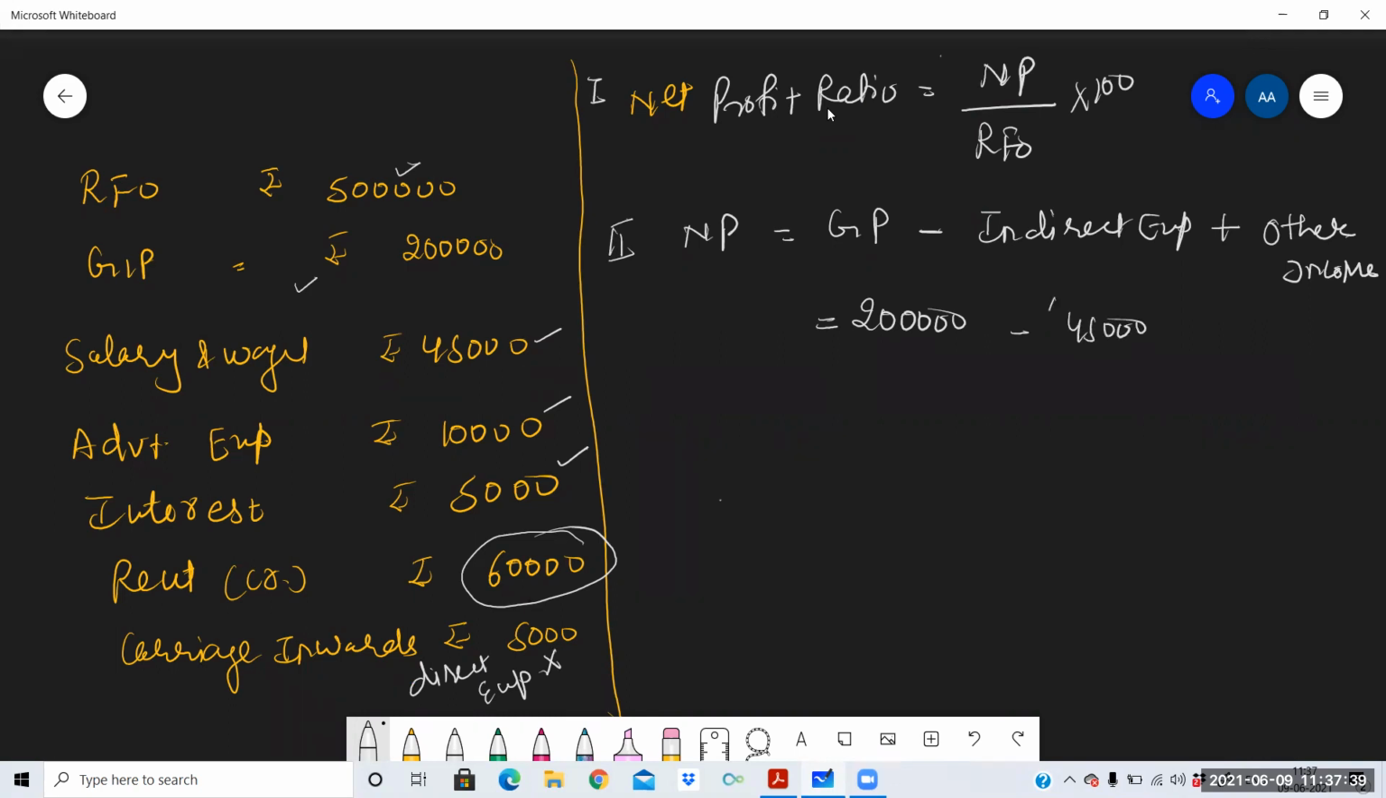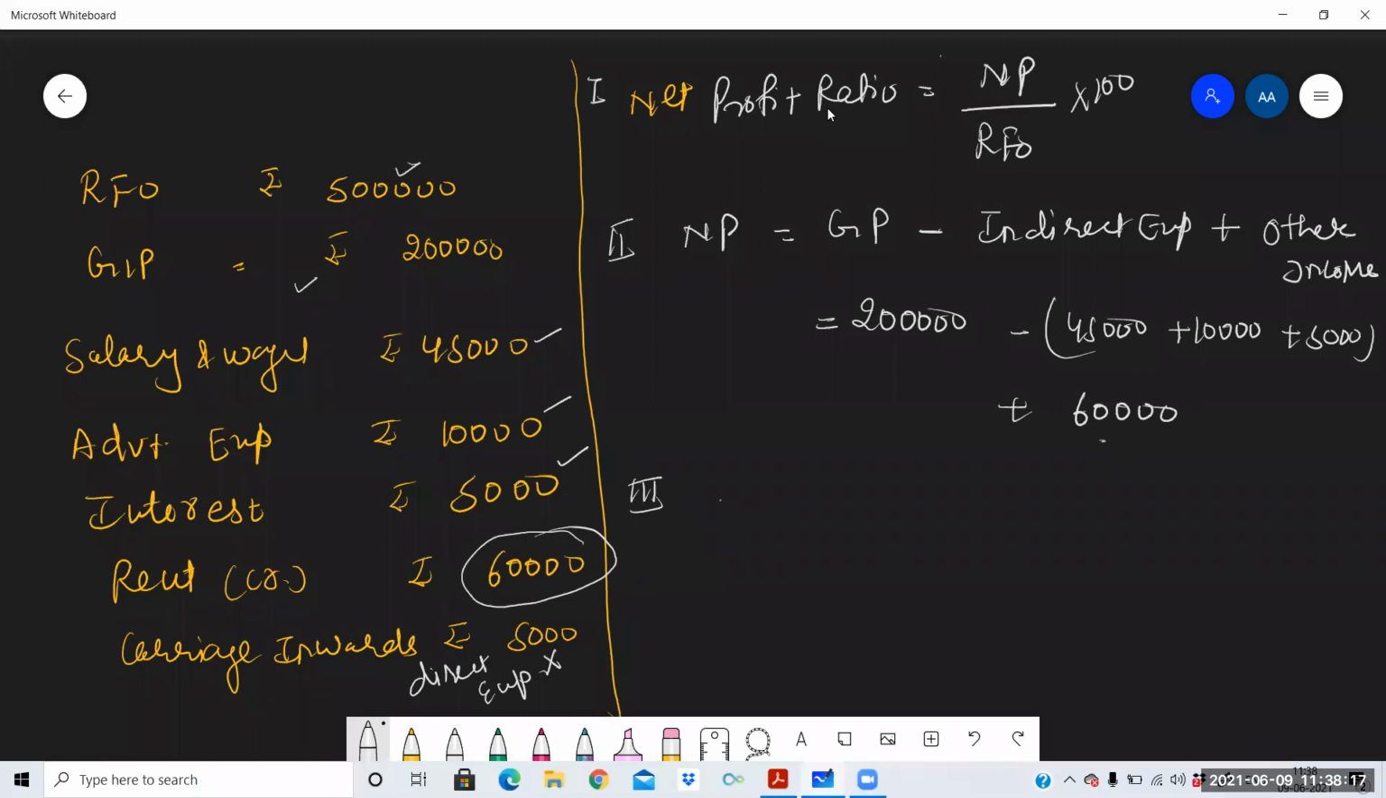So 2 lakh minus 45,000 and 10,000 and 5,000. So 2 lakh minus 60,000. And plus other income. Other income is the 60,000. So the answer will come again 2 lakh. 60,000 is to be subtracted and 60,000 is to be added, as it is other income. Rent credit means rent received. And carriage inwards will not be considered.